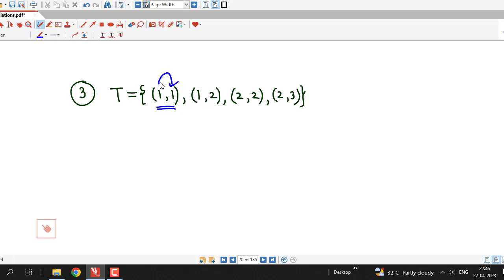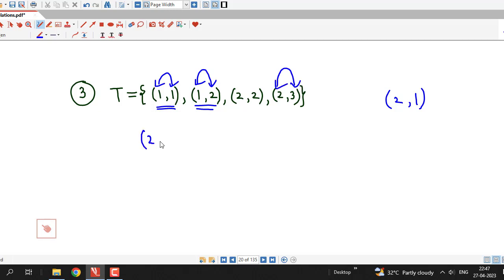If we interchange the order, we get the same element. Then again I have 1, 2 here also. So if I interchange 1 and 2, I get this ordered pair, but that ordered pair is not present here. Similarly, we can check for this also.